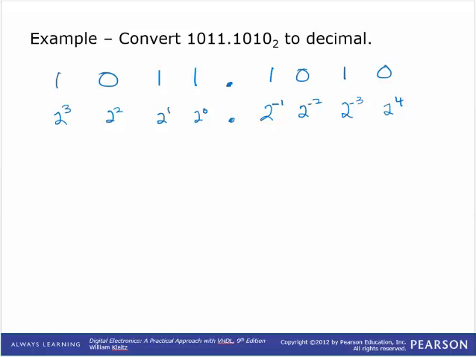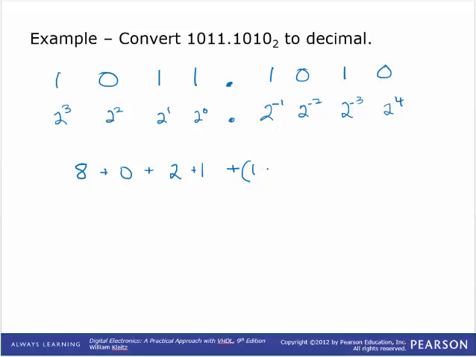So I have 1 times this, this is a 1, plus 1 times this. This one is a 0, 0 times that. And this one is an 8, right? And I'm going to continue to add. I'm not going to do a decimal point. I could do that. But what is 2 to the minus 1?